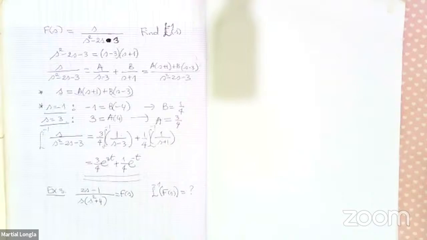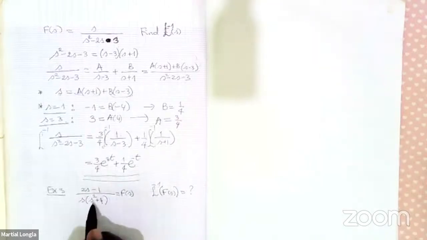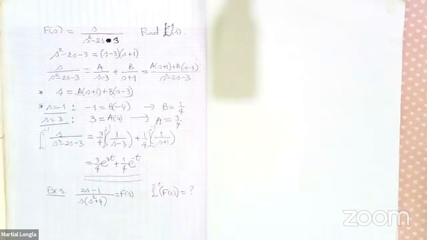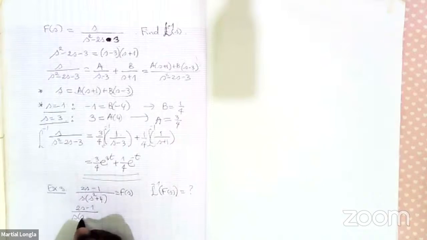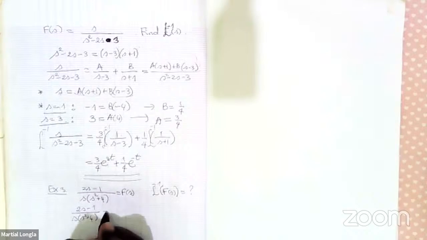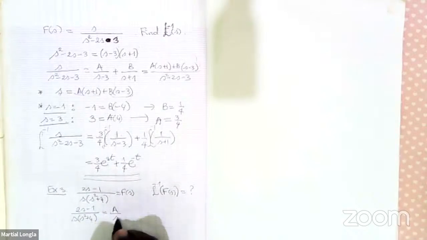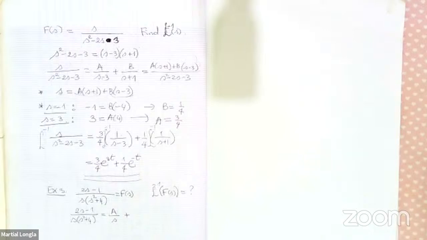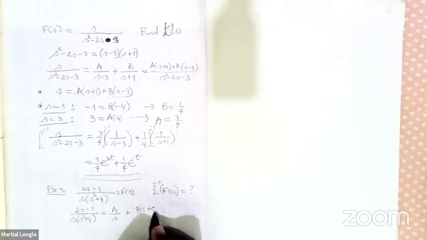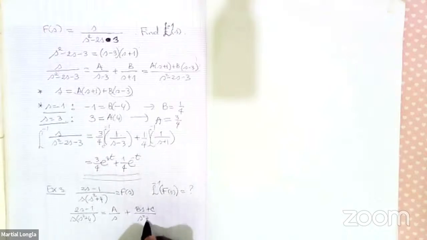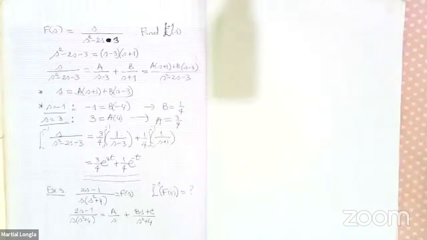Now, in this case, you can see it's already factored out. S squared plus 4, you cannot factor it any longer. It is just enough as is. And so we are going here to say 2s minus 1 over s times s squared plus 4 equals a over s plus. And from calculus, for s squared plus 4, we have a polynomial of degree 1 on top. So that's going to be bs plus c over s squared plus 4. So this is how you would look for the partial fractions in this case.